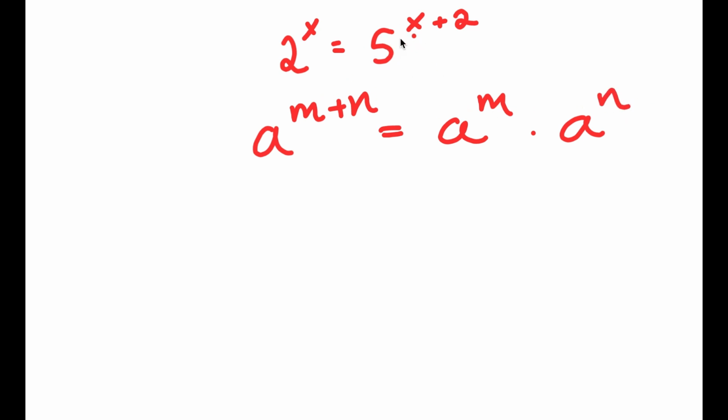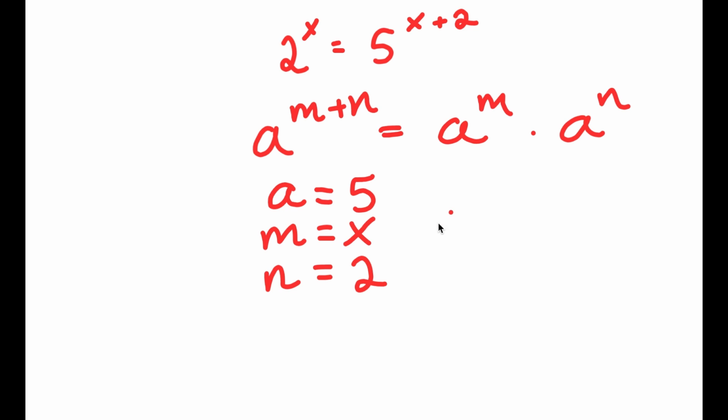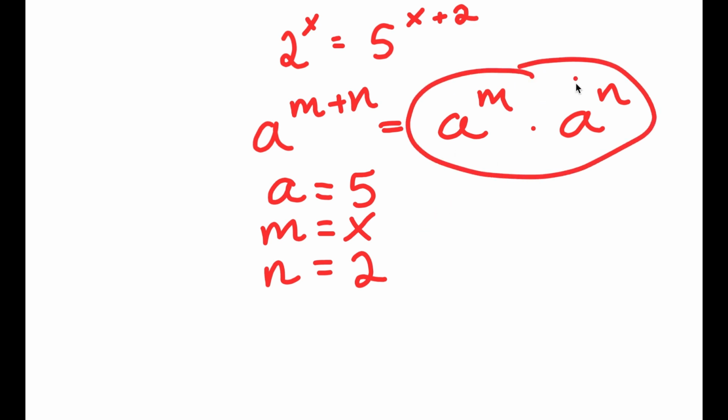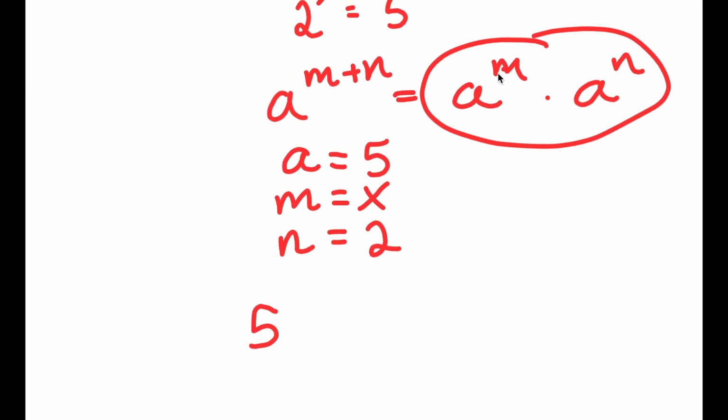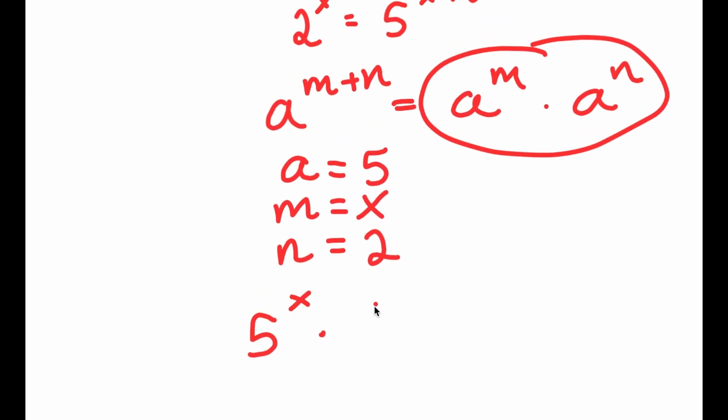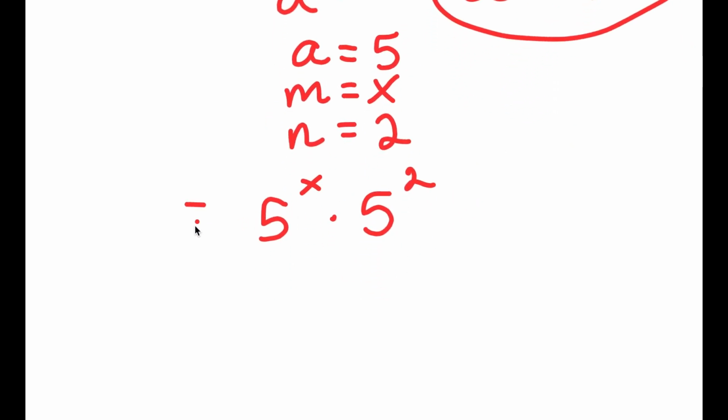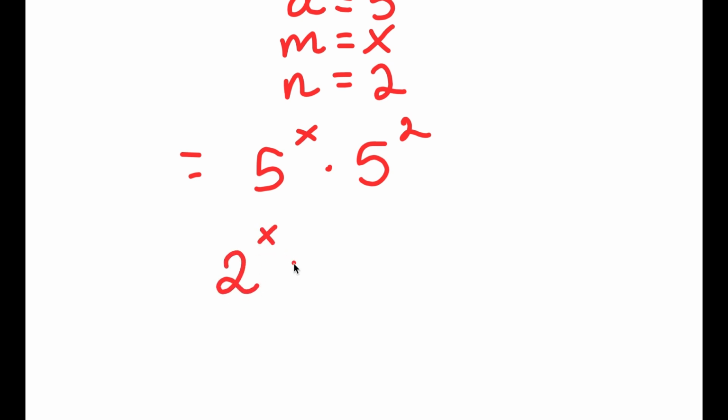So in this case, we have 5 to the power of x plus 2, and we can think of a as 5, m as x, and n as 2. So we want to put this in this form right here. So to do that, well, a is 5, so we have 5 to the power of m, which is x, times 5 to the power of n, which is 2. So now we have 2 to the power of x is equal to 5 to the power of x times 5 to the power of 2.